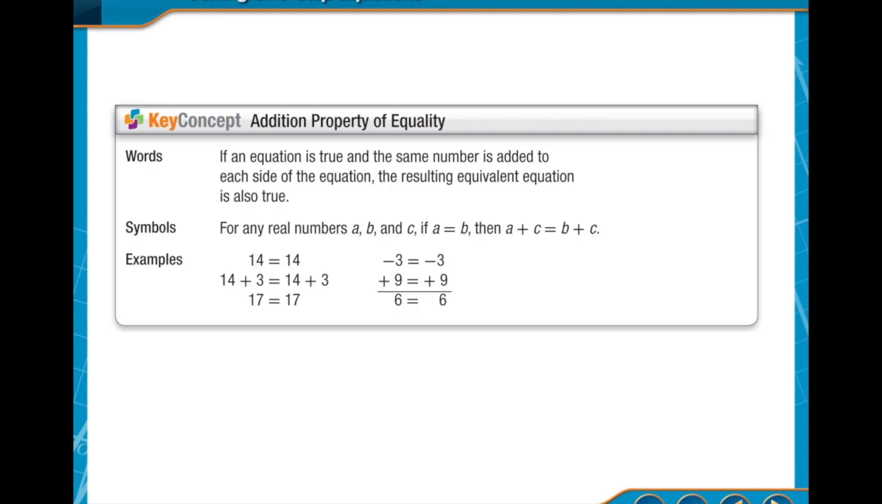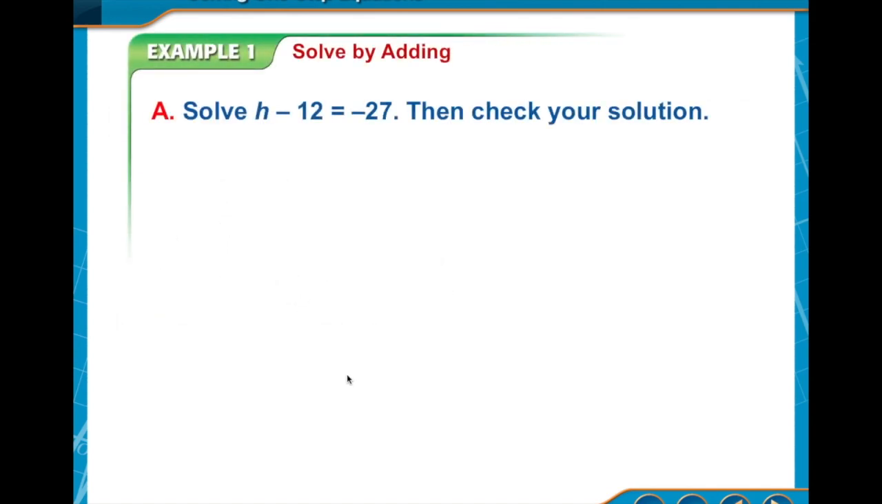The addition property of equality just tells us if we add the same thing to both sides of our equation, it's still a true statement. So we can add anything to both sides as long as it is the same. So as we see here, 14 plus 3 gives us 17. If I add 3 to the right side, I still get 17. So this will always be a true statement if you're adding the same amount to both sides. So we can apply that into problems.